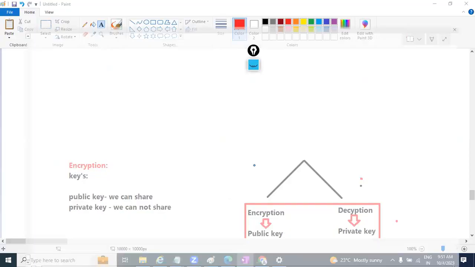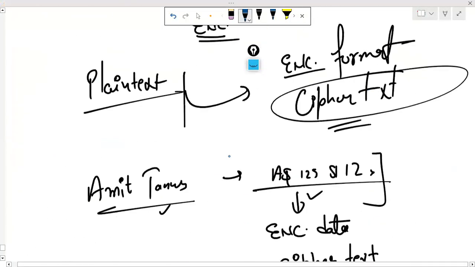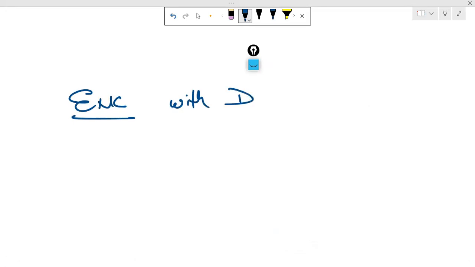So in cryptographic methods today, we have just discussed what? Only encryption. Encryption with Diffie.